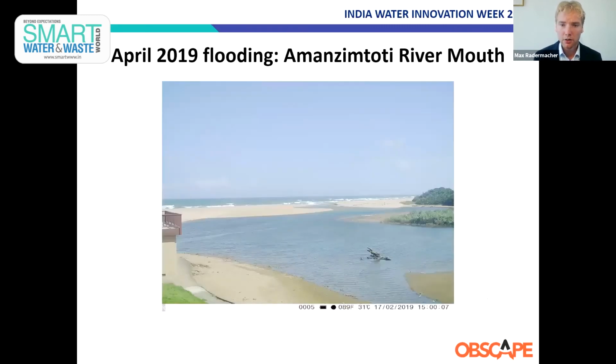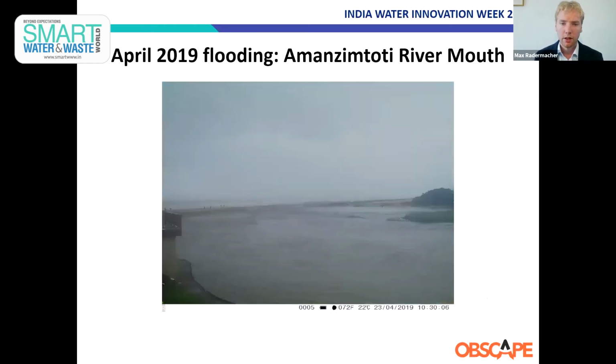And we also had a time-lapse camera in place. This is what it looks like under normal circumstances a few months prior to the event. Next slide. And this is what it looked like during the flooding. So at this particular location, there wasn't too severe flooding outside the river banks, but still quite a big increase in water level. And you can tell from this image that the flow velocities increased quite a lot. Next slide.